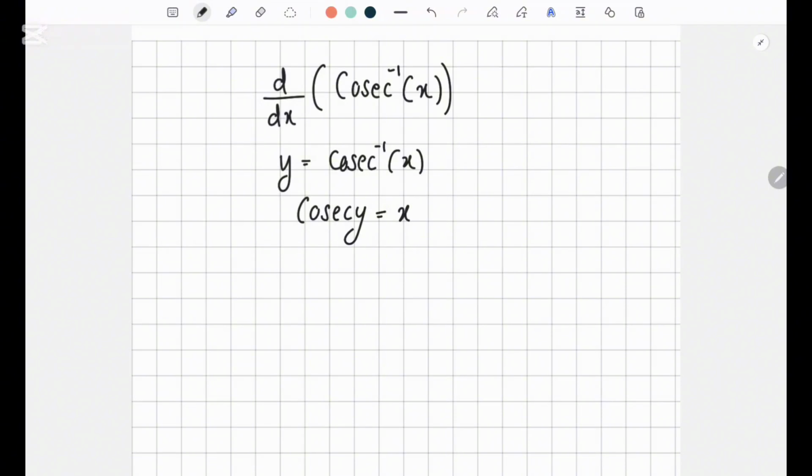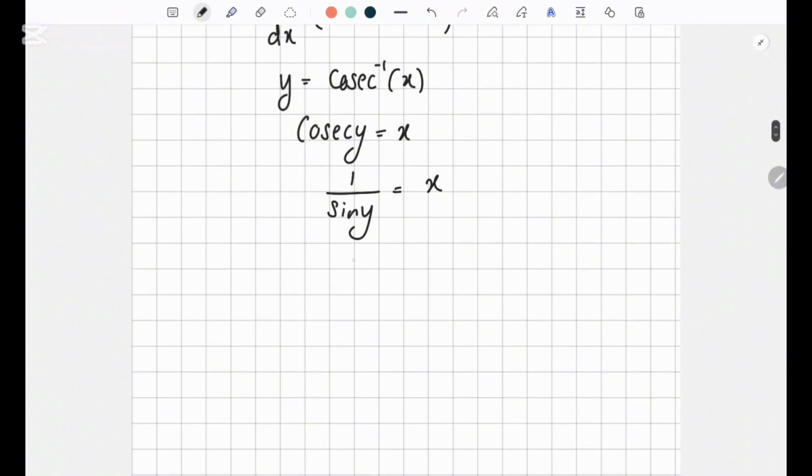So now let's differentiate it. Oh, wait. Before differentiating, we can do something else too. Because now you know cosec y is also 1 over sine y, right? So 1 over sine y equals x. Now let's make sine y the subject. So sine y equals 1 over x, right?